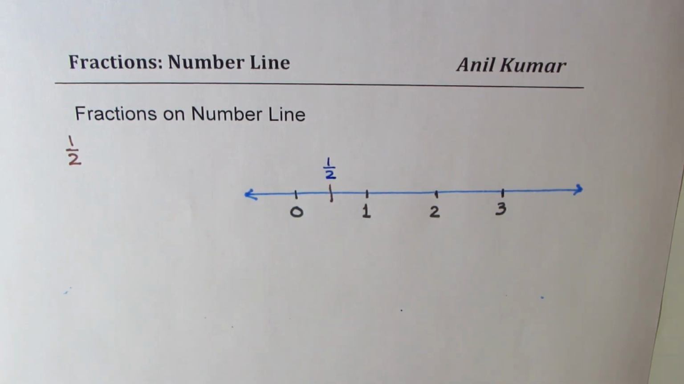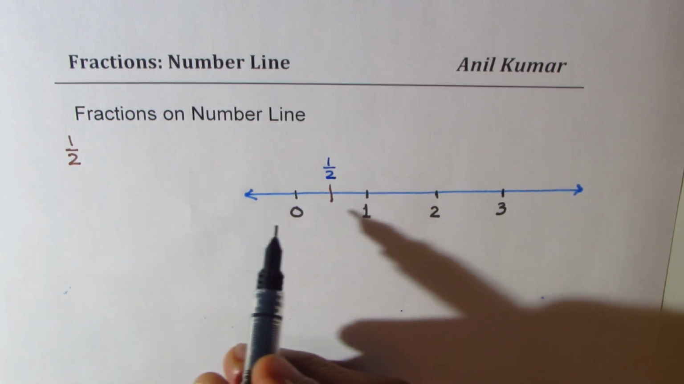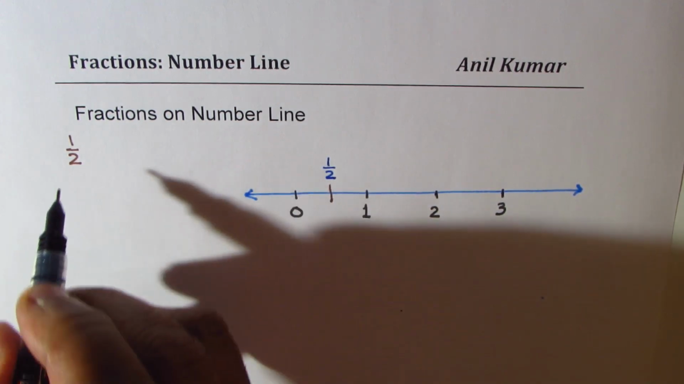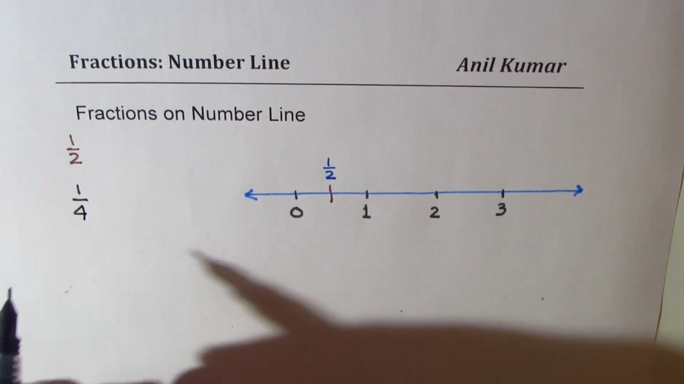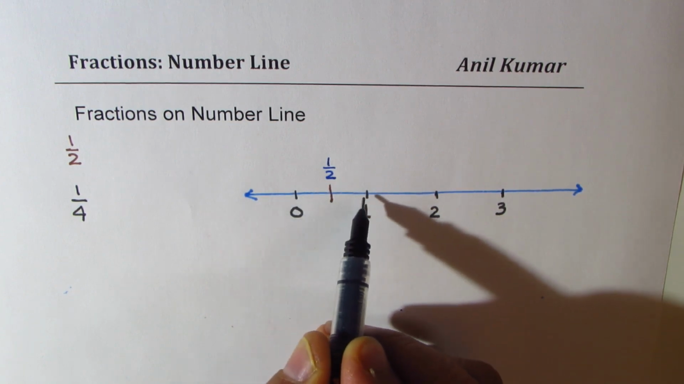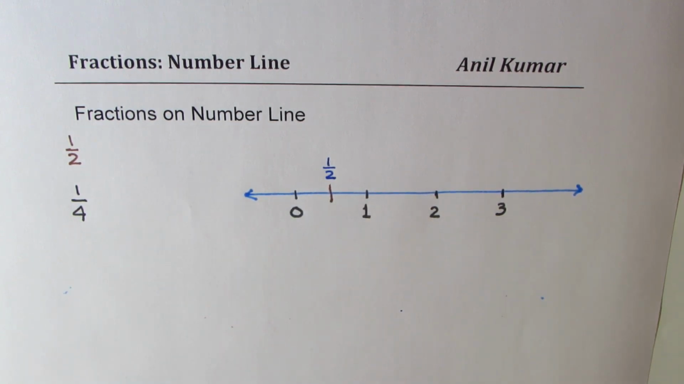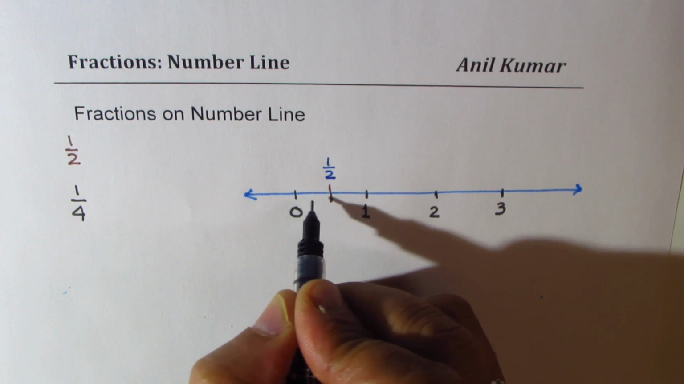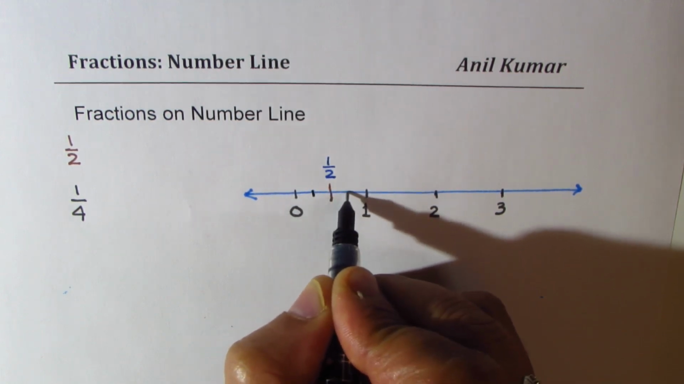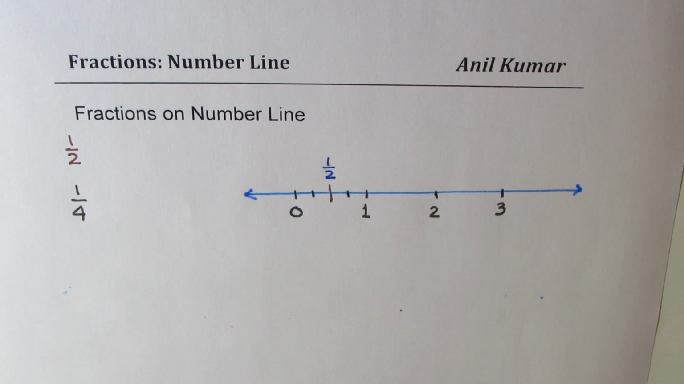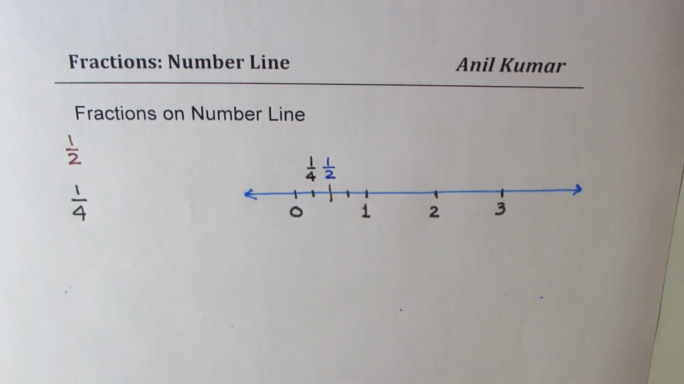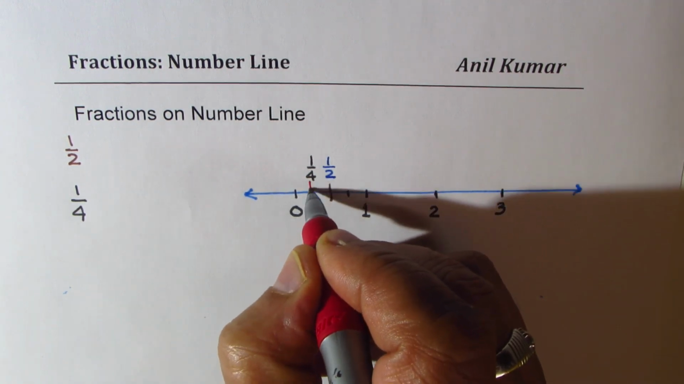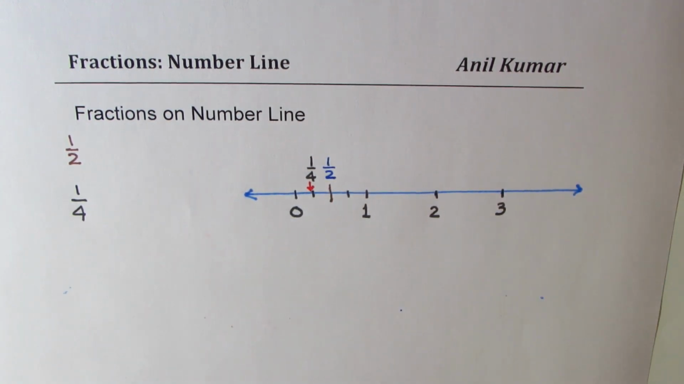Now I could have had a number like 1 out of 4, right? So let's say 1 out of 4. It really means I have to divide this unit into 4 equal parts. So which I can do by making half of half, that is 1/4, right? So these are 4 equal parts. Now here, as you can see, 1 over 4 is shown here, right? So that becomes 1 out of 4, correct?